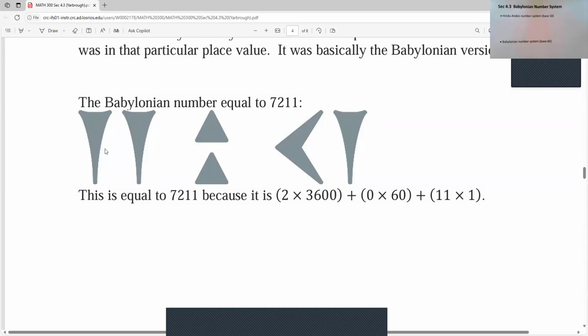So if you go ahead and do the math, you go 2 times 3,600 plus 0 times 60 plus 11 times 1. That turns out to be 7,211.